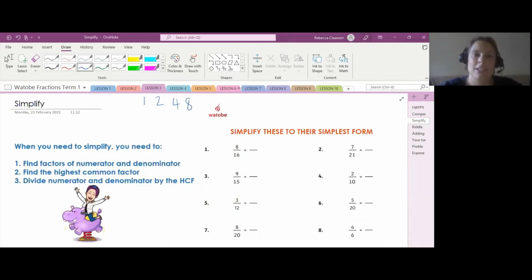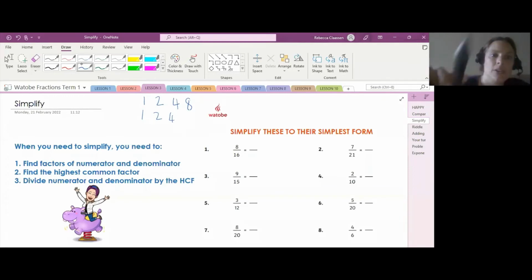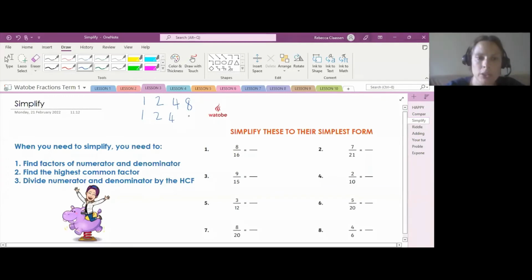1, 2, 4. Are you sure 3? Does 3 go into 16? 4, okay. 1, 4 times 2. 1, 2, 4, 8 and 16.